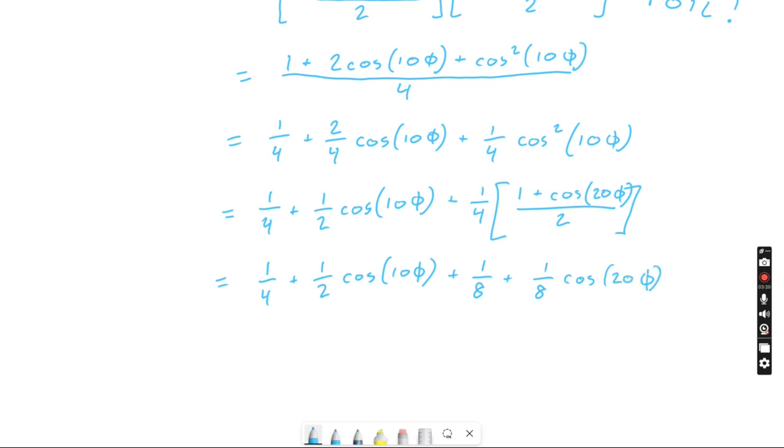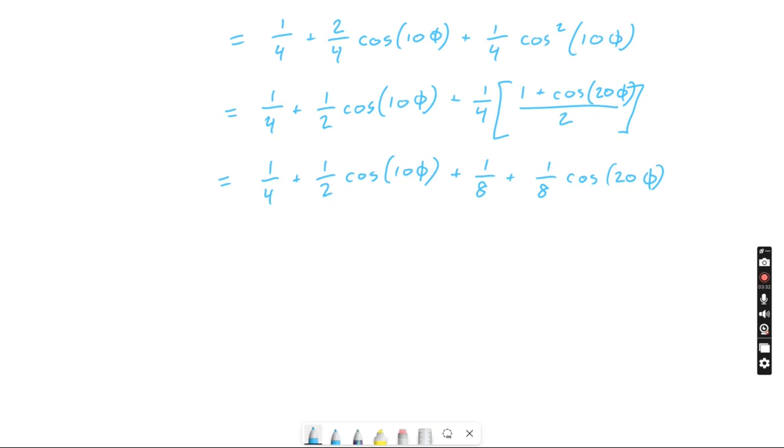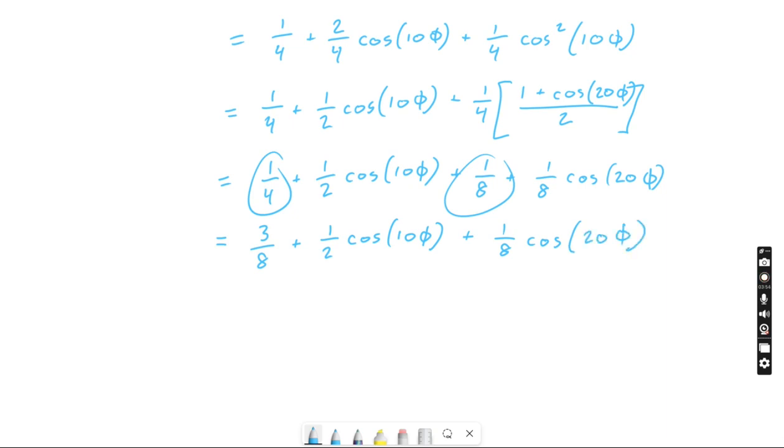You might be thinking, finally, we're done. Well, not quite. There's just a little bit left. If you take a look here, we're just going to combine the 1/4 and the 1/8. That's going to make a 3/8 plus 1/2 cosine of 10 phi plus 1/8 cosine of 20 phi. So that's why this weird answer looks the way it does. There's a lot of algebra and combining like terms going on.